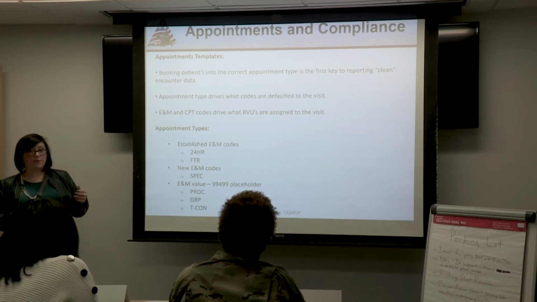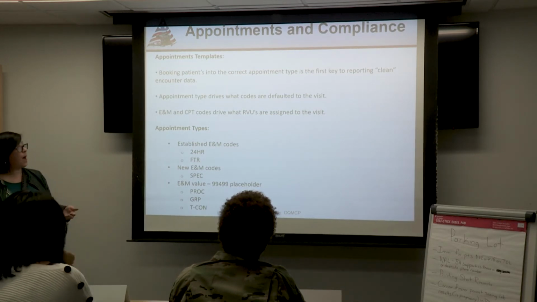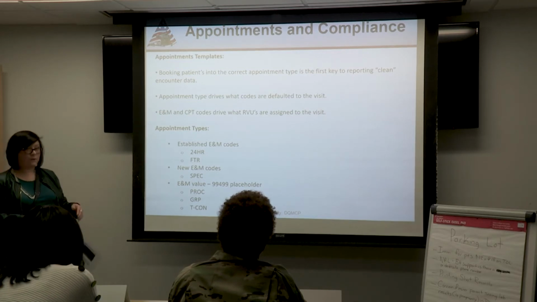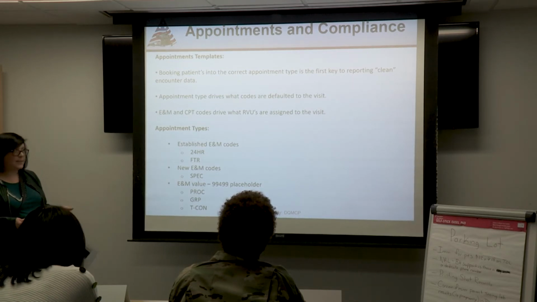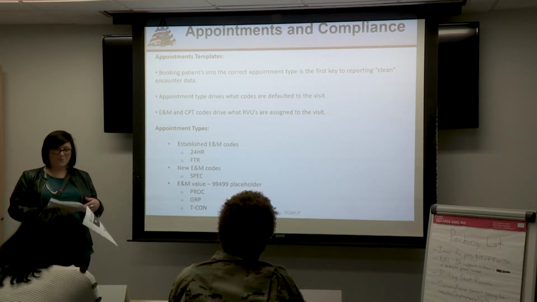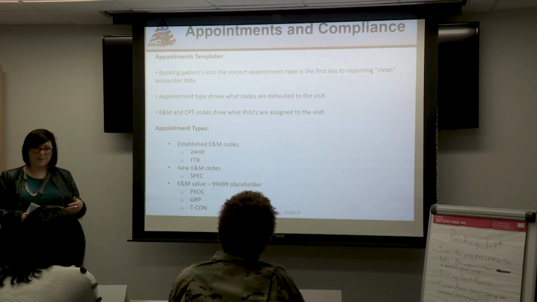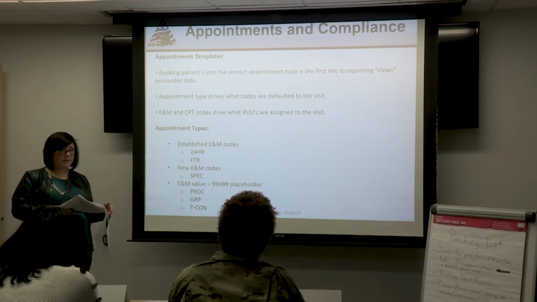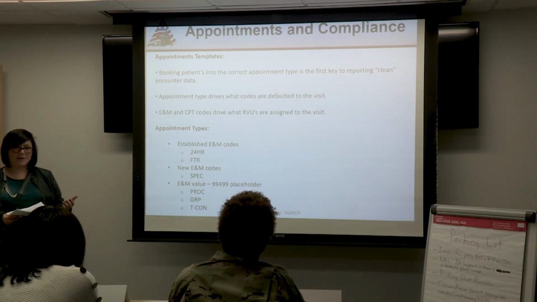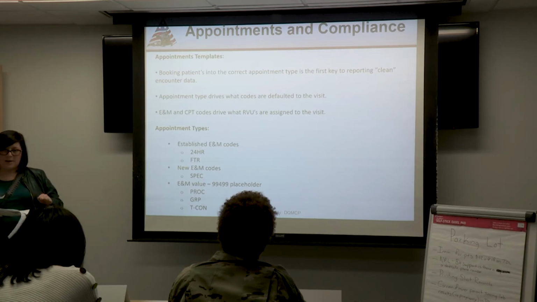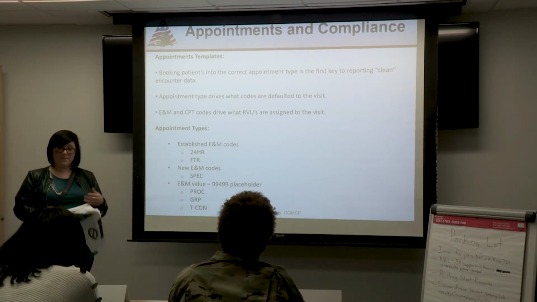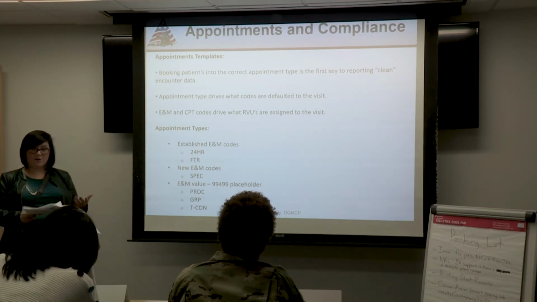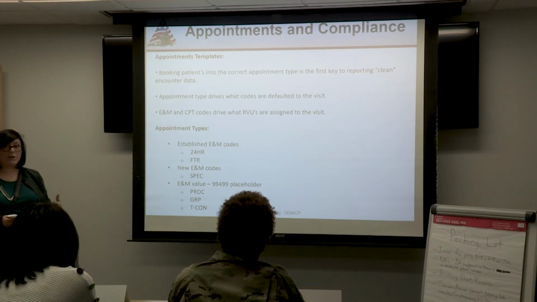Appointment types drive what type of codes the coders utilize, which are defaulted for their visits. E&M and CPT codes drive our RVUs, which are assigned to that visit. So if we're not booking them into correct clinics or correct appointment types, that will skew our coding for that. And eventually, at the end of the day, our return on investment or our RVU, so it'll affect our budget, right?